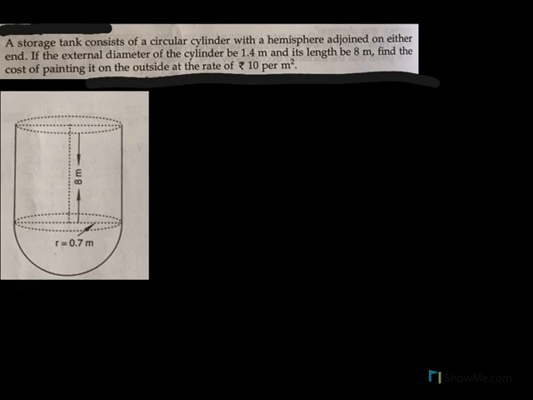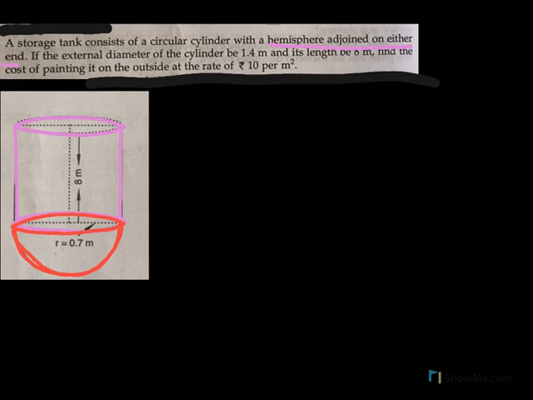A storage tank consists of a circular cylinder. So we have here the circular cylinder adjoined on either end. Either end means one end, not both the ends, by a hemisphere. So below we have a hemisphere. This is a hemisphere. So this is a cylinder over a hemisphere.